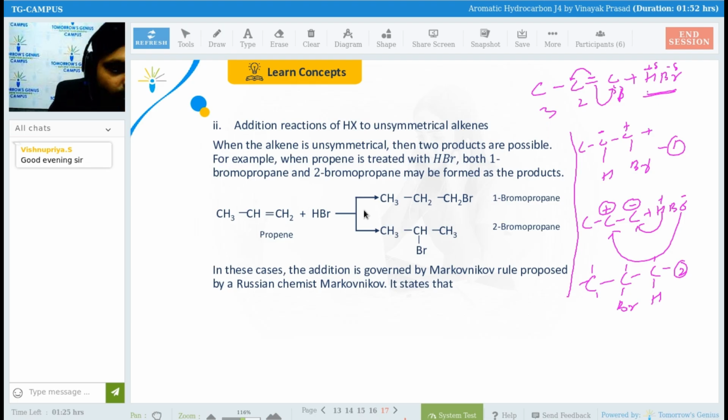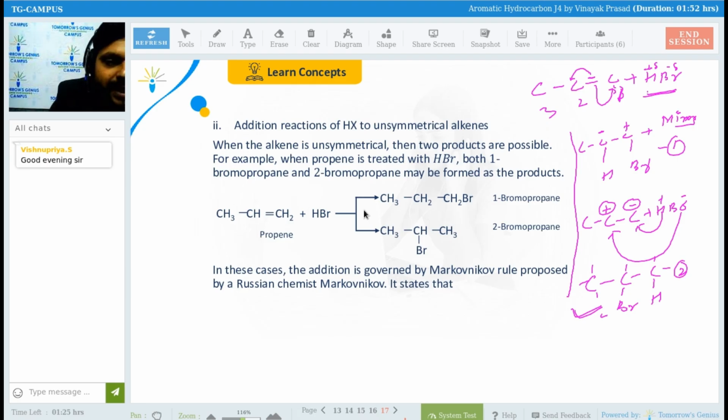See guys, according to the Markovnikov rule, this one will give you the major product and this one will be the minor product, right? According to the Markovnikov rule, the carbon having the lesser number of hydrogen will have the negative part, that is the halogen part. And the carbon having the more number of hydrogen will have the hydrogen part. Is it okay? Clear everyone?